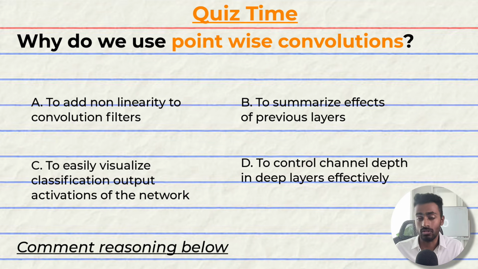Quiz time. Have you been paying attention? Let's quiz you to find out. So why do we use pointwise convolutions? A, to add nonlinearity to convolution filters. B, to summarize the effects of previous layers. C, to easily visualize the classification output activations of the network. Or D, to control the channel depth in deeper layers. I'll give you some time to answer this question.